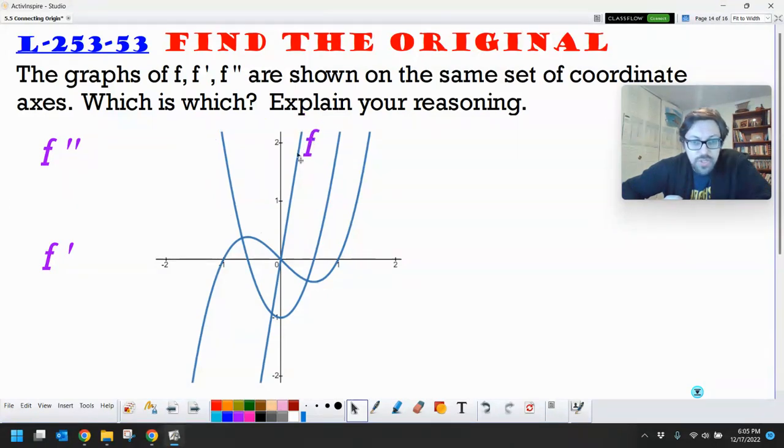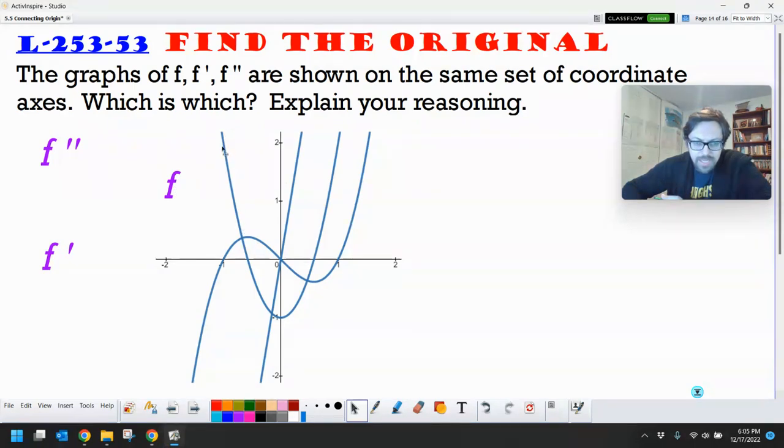So let's choose this one as our original function. Now, this one is constantly increasing. If this thing is constantly increasing, then its derivative will just be a flat line that is positive. None of them are flat lines that are always positive, so that does not make sense.